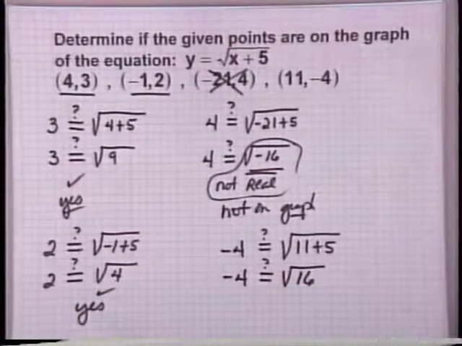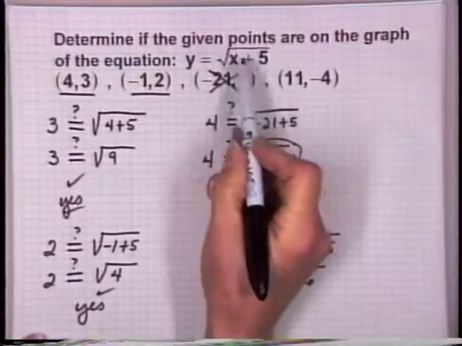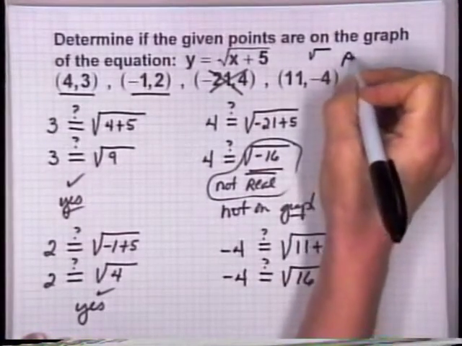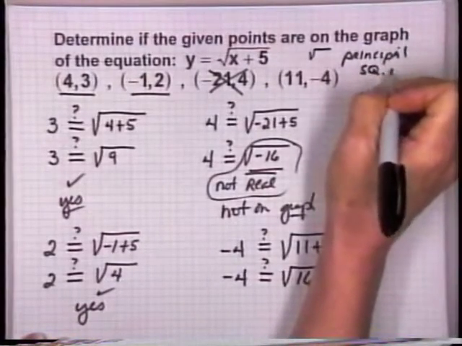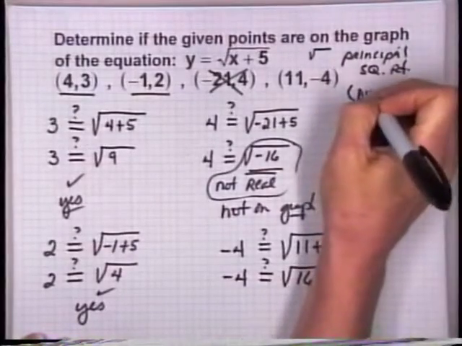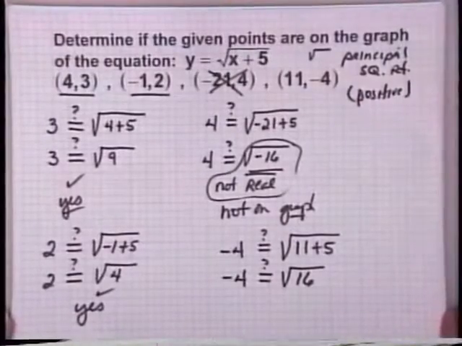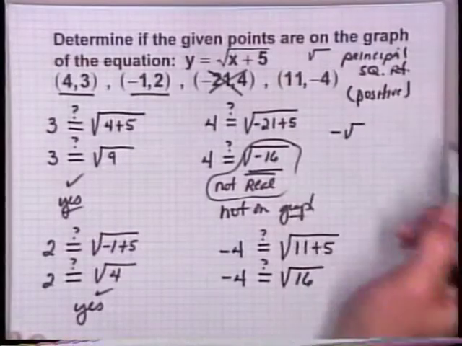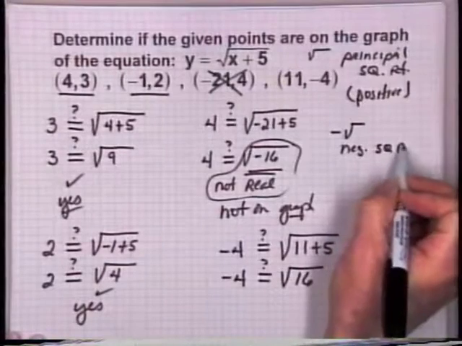But I want you to understand what this symbol means when we write it in an equation. When you see this equation, y equals the square root of x plus 5, this square root symbol here means the principal square root. Now, the principal square root is the positive square root. The only way that we could be looking for the negative square root here would be if we had a negative in front of the square root. When we write that, this is asking for the negative square root.